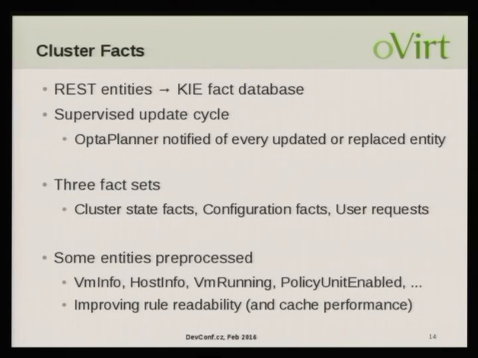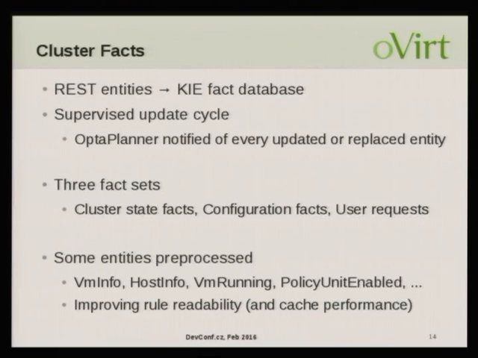So we have the supervised update cycle. Every time we change something, we have to update the optimization service that's constantly running, so it knows to replace or update the caches. We have 3 different fact sets. First, we have cluster state facts. That's the stuff we collect from the cluster. We have configuration facts. We also collect some of your configuration. If you set your cluster to be equally balanced or power saving, which have different sets of rules for how the VMs should be allocated to which host, we collect that too, plus user requests. Currently, that's the start of the VM.